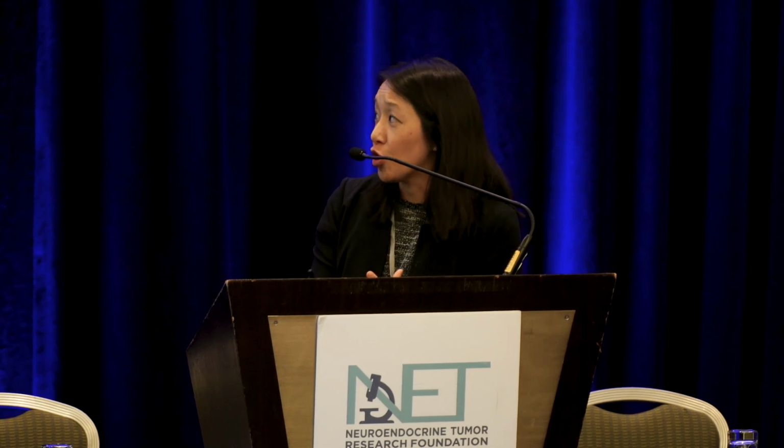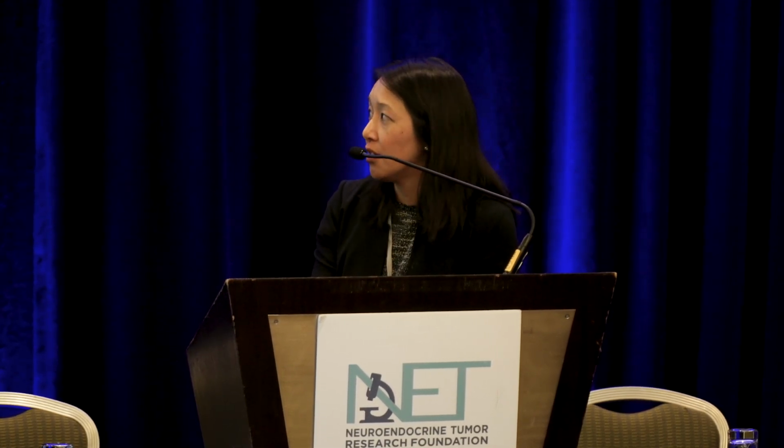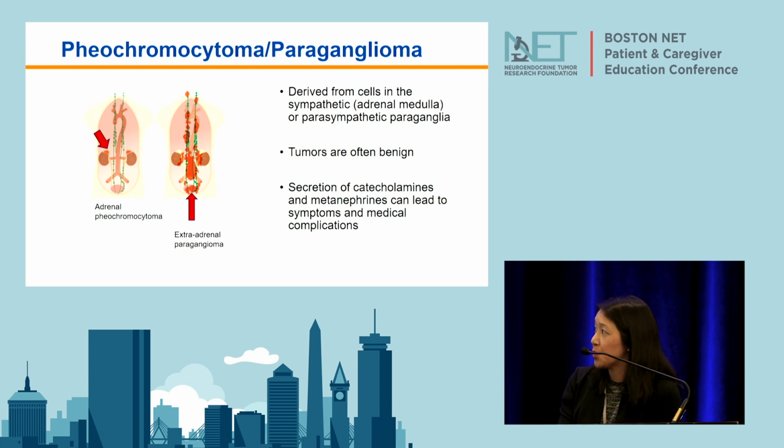Pheochromocytoma paraganglioma is another rare form of neuroendocrine tumor that's derived from nerve cells in the sympathetic or parasympathetic paraganglia. The adrenal medulla is part of the sympathetic nervous system. These tumors are often benign, but what makes them unique is their ability to secrete hormones, these catecholamines and metanephrines, that can lead to symptoms and medical complications.